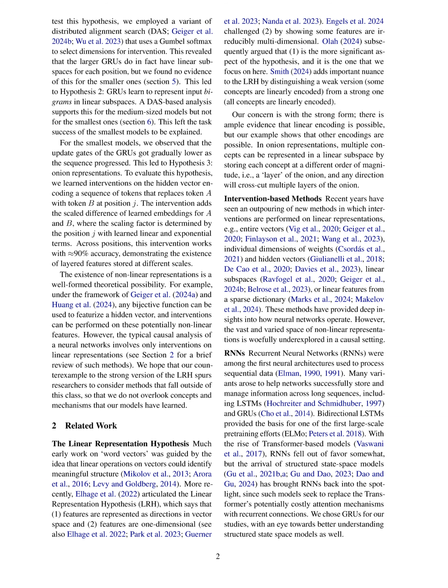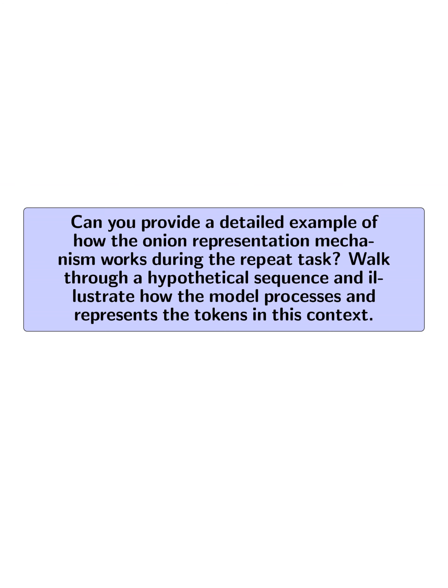Finally, we validate the effectiveness of this approach through interventions, demonstrating that the onion representation can achieve significantly higher accuracy in decoding sequences, especially in smaller models where traditional linear representations fail. Can you provide a detailed example of how the onion representation mechanism works during the repeat task? Walk through a hypothetical sequence and illustrate how the model processes and represents the tokens in this context.